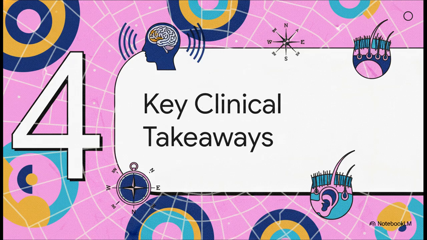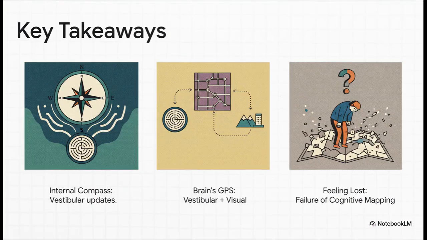So let's boil this all down. What are the key clinical takeaways here? Let's connect the dots between this neuroscience and what you're seeing every day. Okay, three things to remember. First, vestibular angular velocity is the engine that drives the brain's internal compass, the HD cell system. Second, the brain's GPS, that grid cell map, it's a partnership. It needs both vestibular input for path integration and visual landmarks for anchoring.